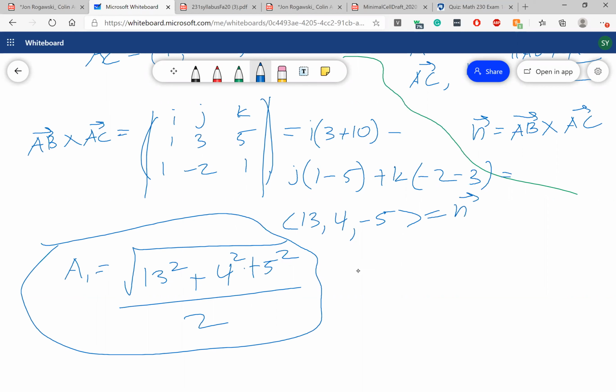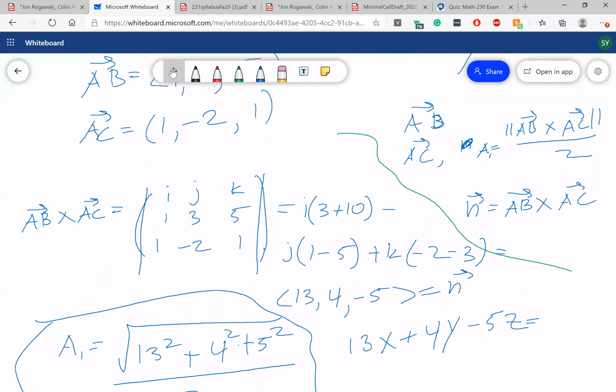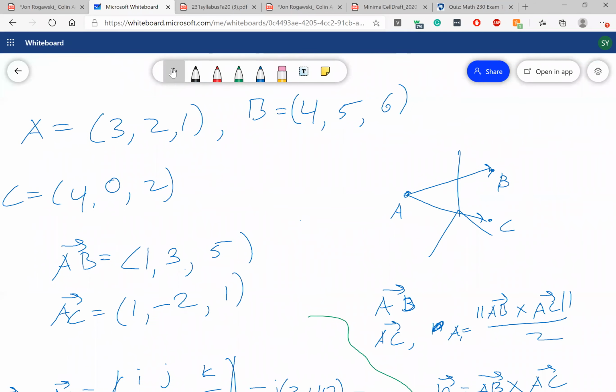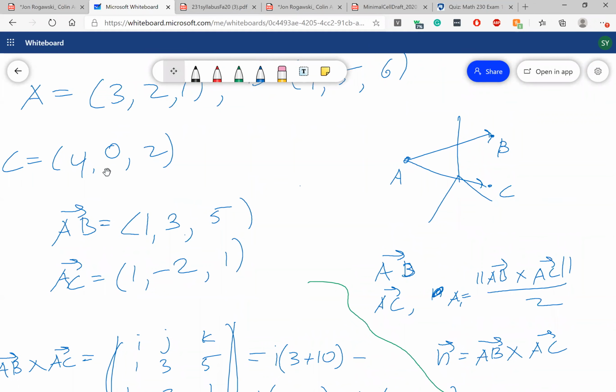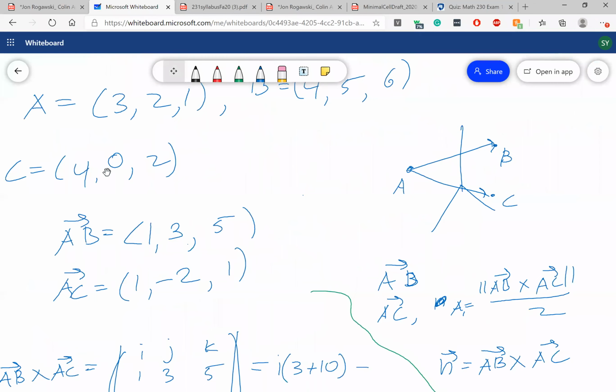So my plane is going to be of the form 13x plus 4y minus 5z is equal to, and now we just need to find a point, we just need to take one point in the plane to continue. So let's just take the point A. Actually, it might be easier to take the point C. Actually, I'll try with both. Okay, so let's take the point A.